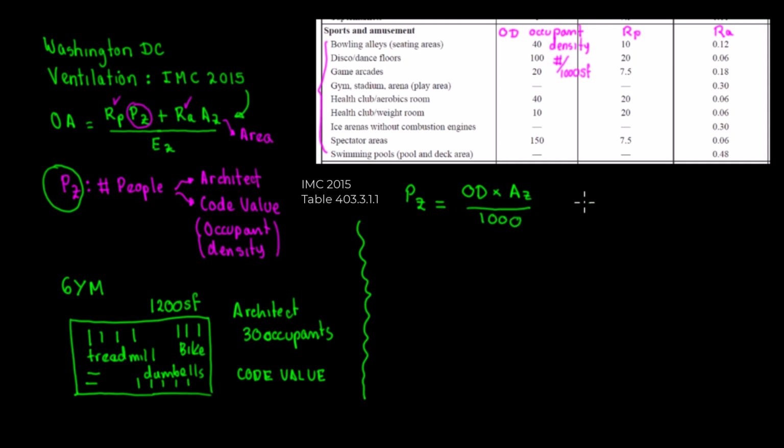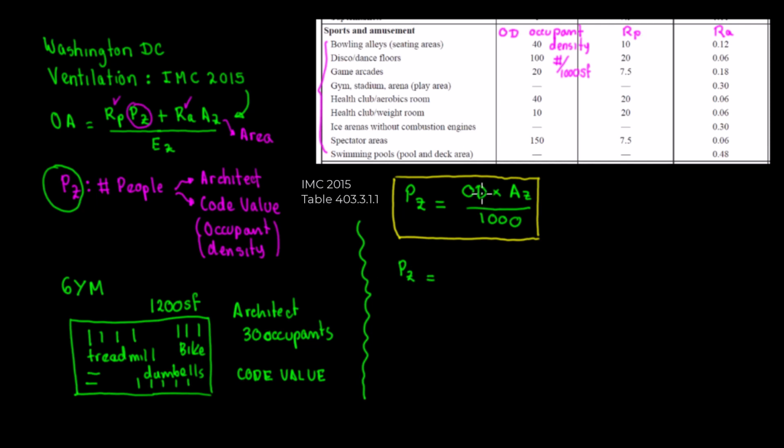All right. So I'm going to put this in a rectangle because it's a very important formula. Hopefully everything is straight. There we go. So that's the formula. So in this formula, what we're going to do now is plug in. PZ is going to be occupant density times area divided by 1000.